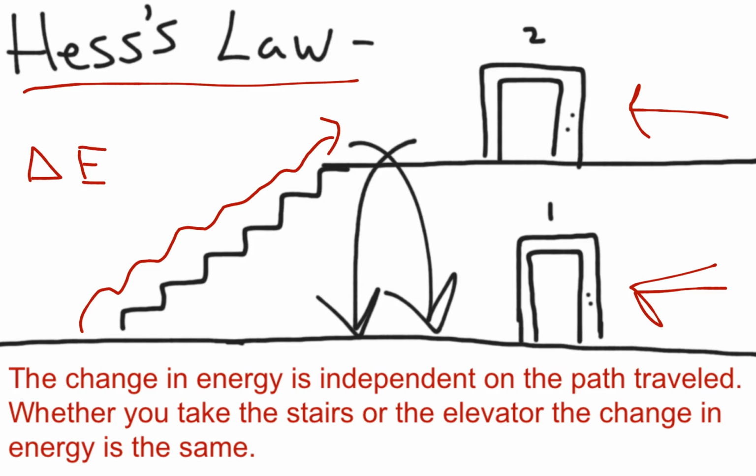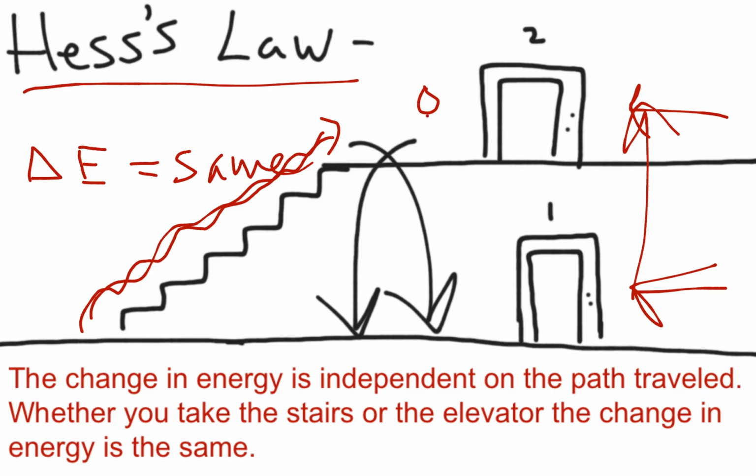is independent, meaning it doesn't matter whether you go up the stairs or you go up the elevator. The change in energy is the same, because it's simply how far you are from here. So if you fell from there to there, you would feel the same pain if you fell from there to there, whether you rode the elevator to get up there or the stairs.